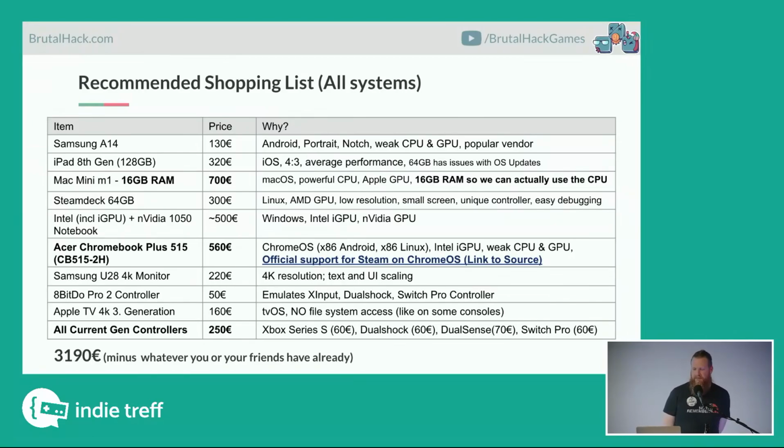And on the very bottom, another thing I add is that you actually get one of each current generation controller. So that's from the Xbox, the newest one, the DualShock and DualSense, because Steam recommends that you add support for both PS4 and PS5 controllers, and a Switch Pro controller. And that together with the 8BitDo Pro 2 controller, then you can test any combinations that you might have for controllers. And this recommended list will set you back 3,200 euros if you have 0 friends and family, and you also do not have a single device that you're developing on yet.